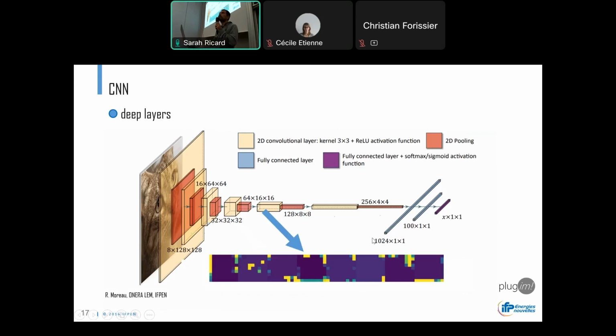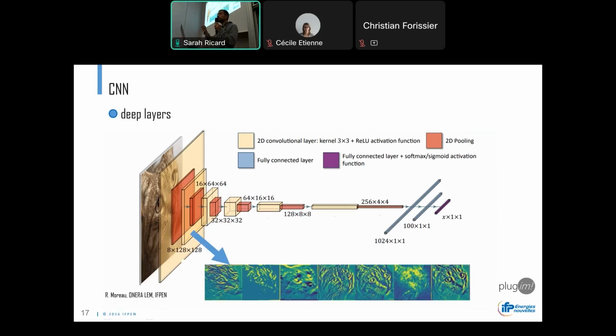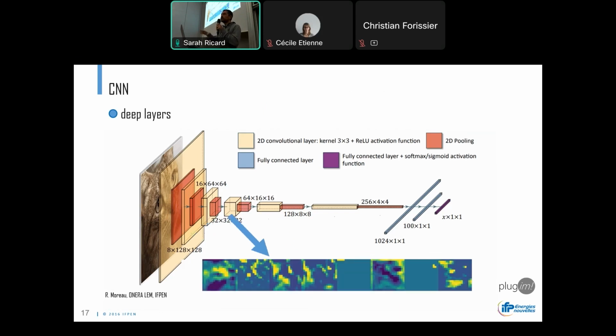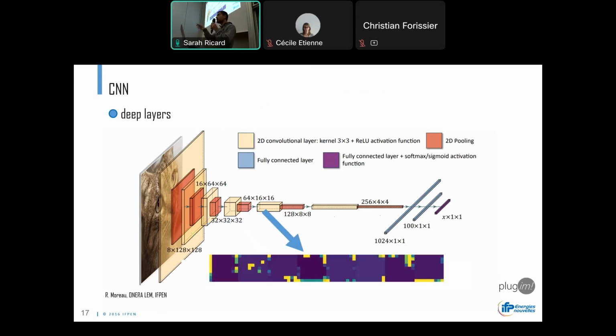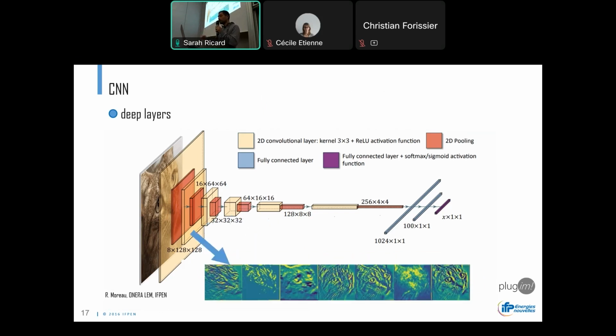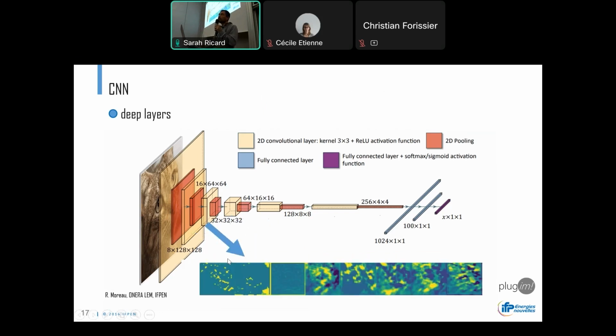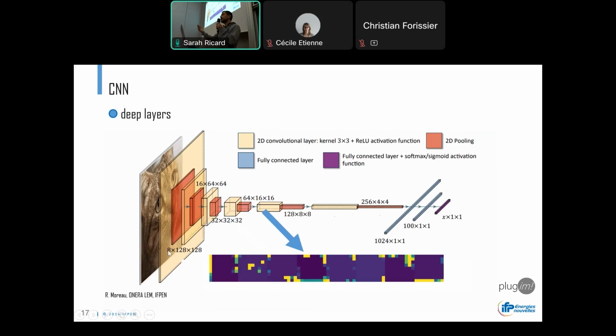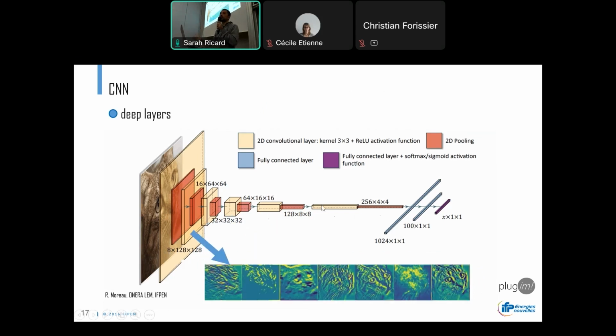you are not able to recognize a cat anymore, okay? But in the deep layers, you have information concerning the context, the global context, the global texture of your images. Another way to explain it: in the first layer, you have high frequency information, and in the deep layers, you have low frequency information. I hope it's clear for you.